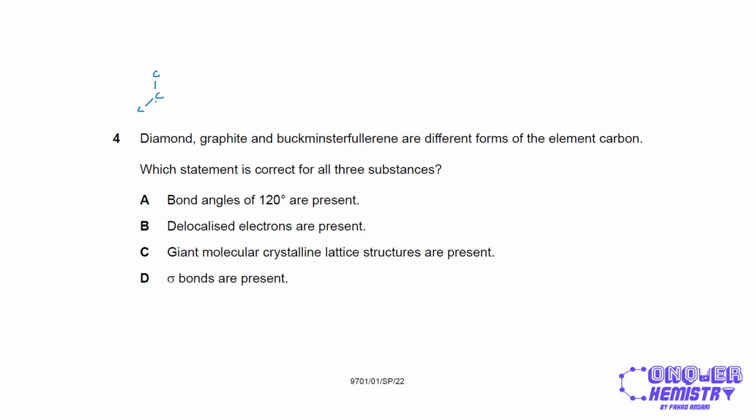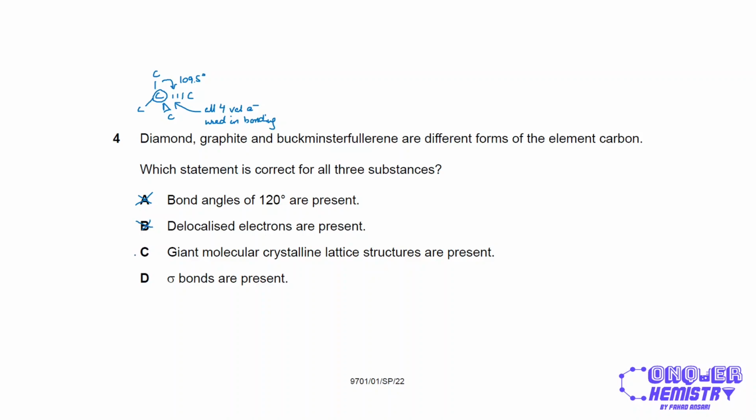So the carbon atom in the center has 4 bond pairs and 0 lone pairs. So according to the VSEPR theory that you've studied for shapes of molecules, this will be tetrahedral with a bond angle of 109.5. So no 120-degree angles are present in diamond. Option B says delocalized electrons are present. Again, not true for diamond because if you look at the central carbon atom, all 4 valence electrons are used up in bonding. So there are no electrons left over that can be delocalized.